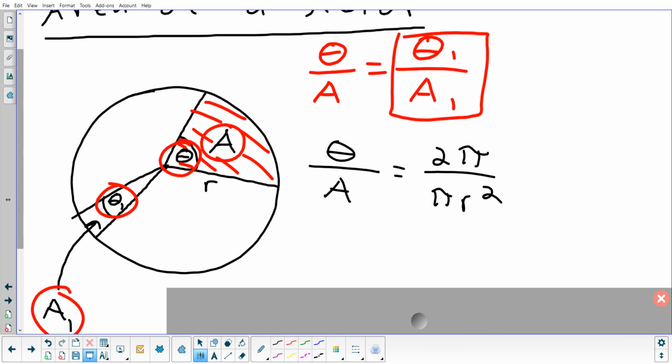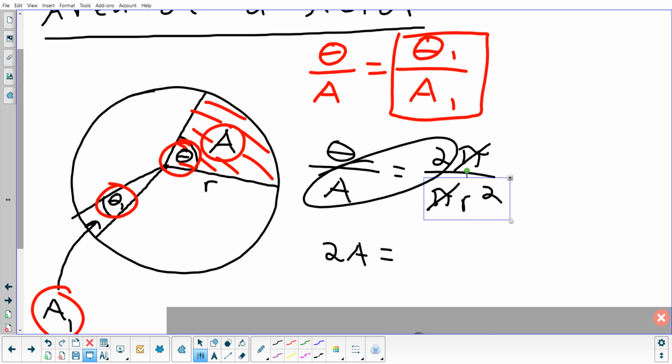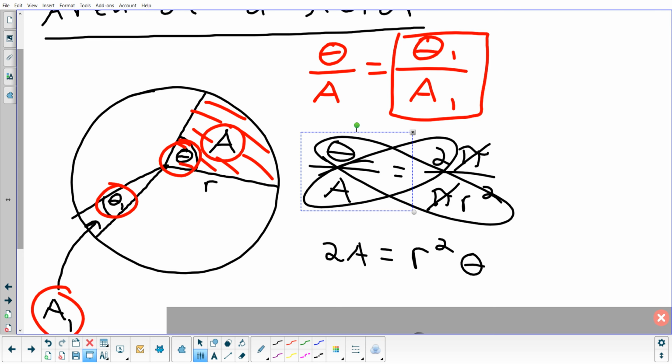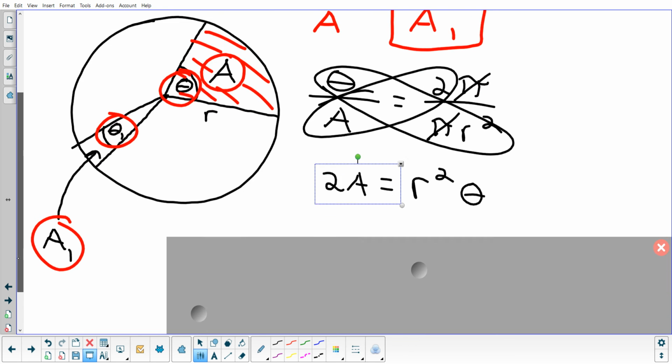All right, anybody see anything that's going to cancel out here before we cross multiply? Yep, the pi. So now let's cross multiply. So you end up with 2a equals r squared times theta. So that's basically our formula, but we don't want a formula for double the area, we just want a formula for the area. So how would I get rid of this 2? Yeah, Katie? Divide both sides by 2.